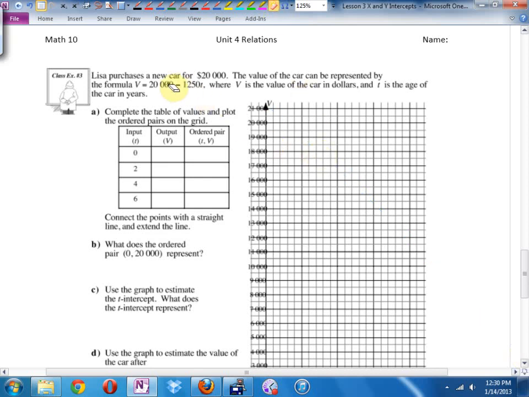So here's the graph that they gave me. The input is t, so it's going to be my x coordinate. The output is v, and the first value they're giving me is 0. I think I can do this one in my head. What's 1,250 times 0 in your head? 0. So this is 20,000 take away 0. 20,000.